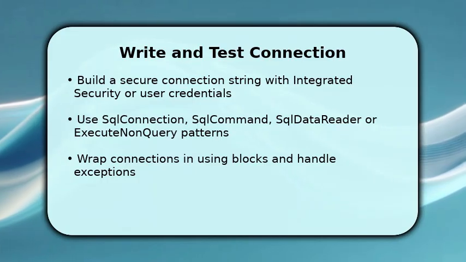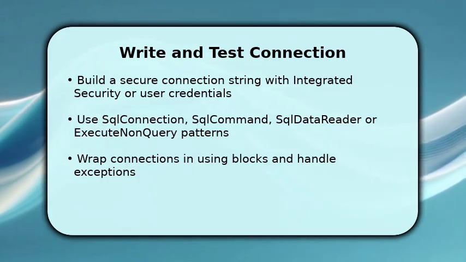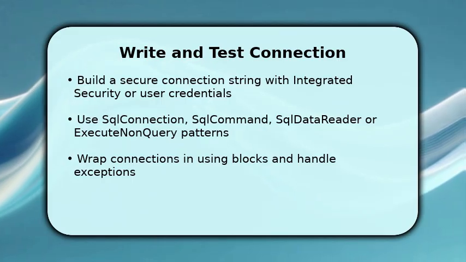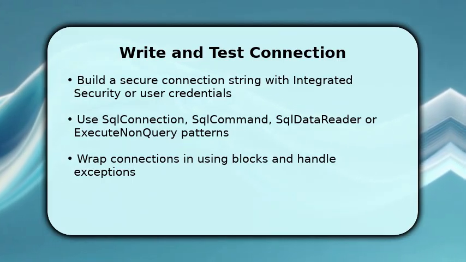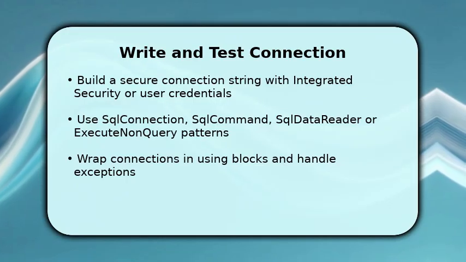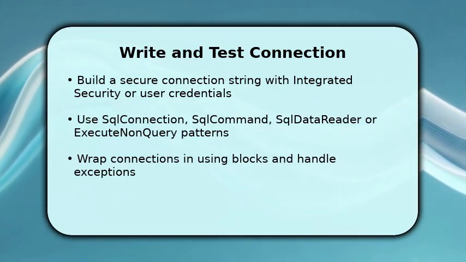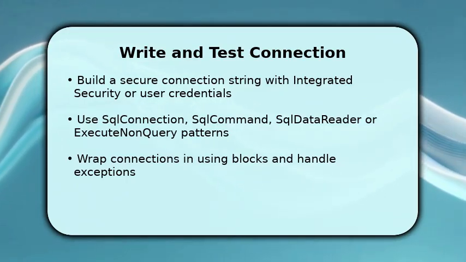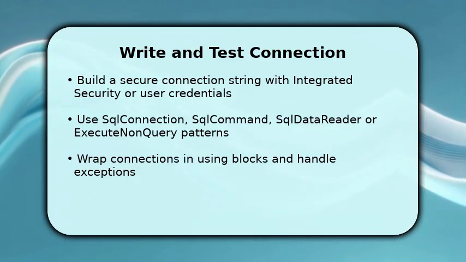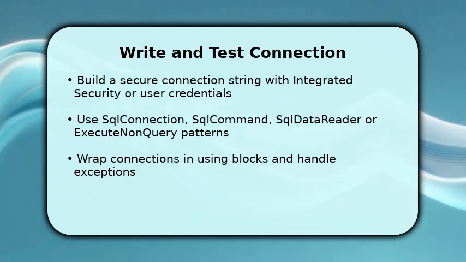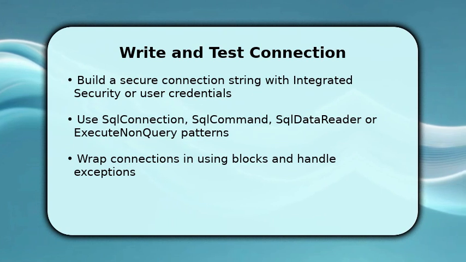Next, you write the core code for connecting and querying. Create a SqlConnection with your connection string and wrap it in a using block so it disposes automatically. Then create a SqlCommand for a simple select or test query. Execute with ExecuteReader or ExecuteNonQuery depending on intent. Make sure to catch SqlException and log error messages. Check connection state and open the connection explicitly.